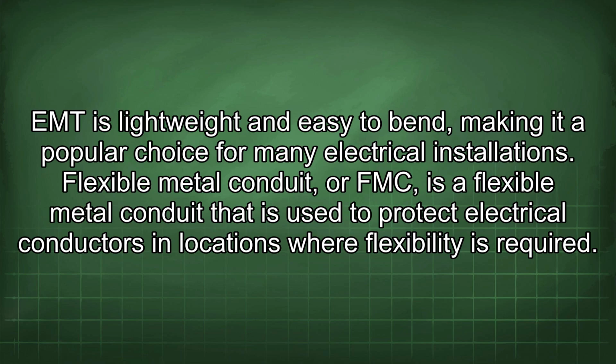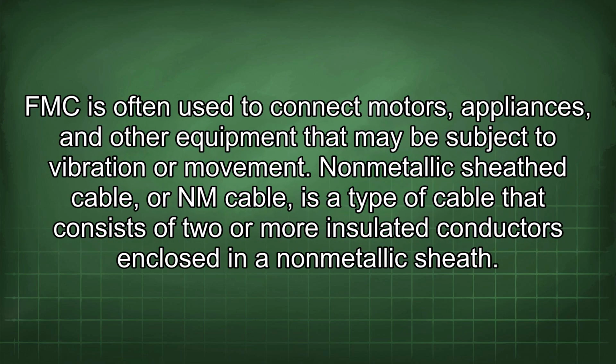Flexible metal conduit, or FMC, is a flexible metal conduit that is used to protect electrical conductors in locations where flexibility is required. FMC is often used to connect motors, appliances, and other equipment that may be subject to vibration or movement. Non-metallic sheath cable, or NM cable, is a type of cable that consists of two or more insulated conductors enclosed in a non-metallic sheath.